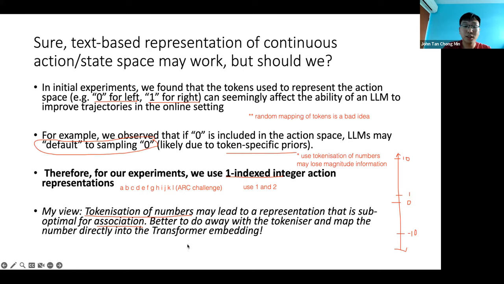So for example, if the pole tilts left, you can abstract it into category A. If the pole tilts right, you can abstract it into category B. Then you associate the whole sequence of categories like that: A, B, A, A. You do away with all the numbers. You abstract into categories, and the LLM will likely work much better. That's my view, actually.